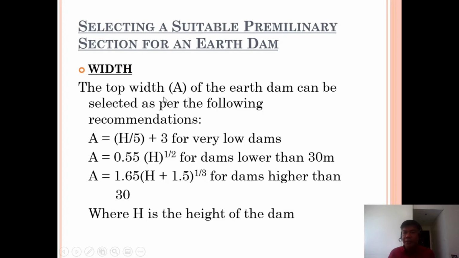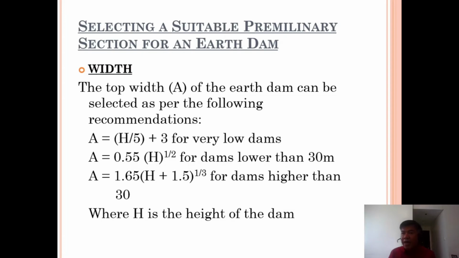The top width is designated as A. So the recommendation is H over 5 plus 3 for very low dams. So you can use this one for earth dams. H is the height of the dam. Of course, you can now analyze the height of the dam because you have the design flood level or the maximum water level and you know already the freeboard.